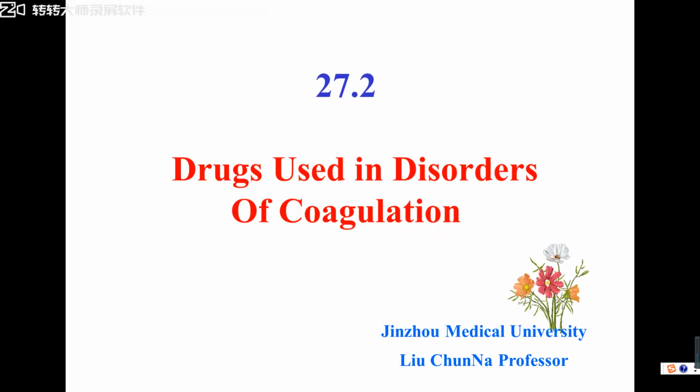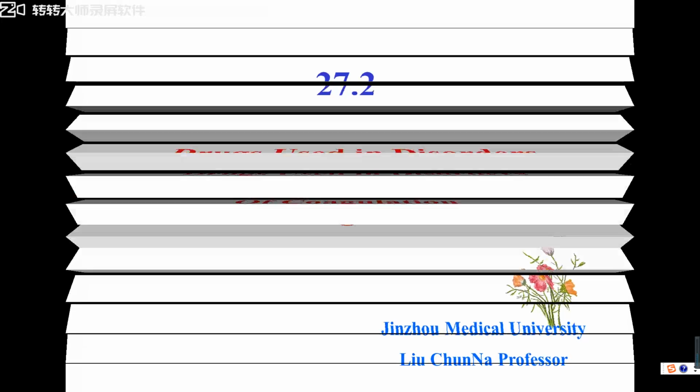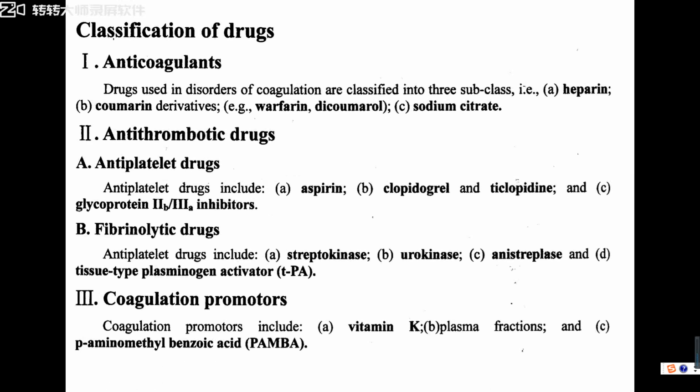Drugs used in disorders of coagulation in the blood system. Last class we divided the topic into different parts, and we studied two anticoagulants, heparin and warfarin.